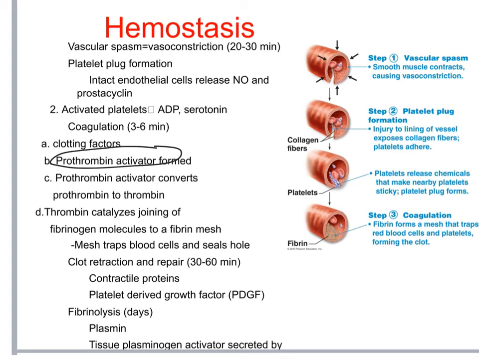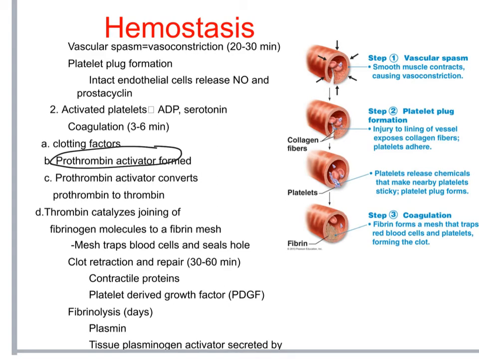Now, fibrinogen are just little molecules that are already in your blood plasma as well. But when this whole process occurs, we now have thrombin catalyze the joining of fibrinogen molecules into fibrin, and that creates a mesh. Fibrin is a polymer. This fibrin mesh traps blood cells and seals the hole even more.